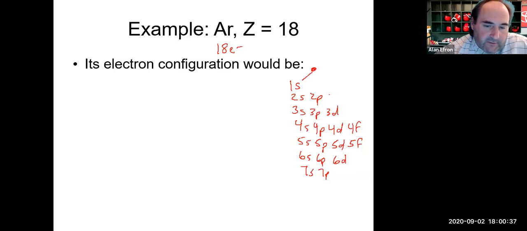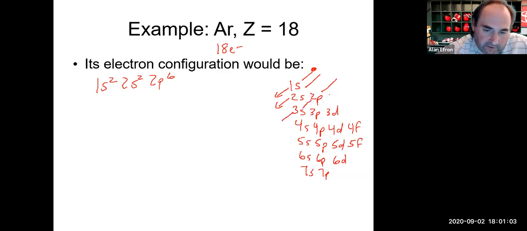Coming this way, we would need 1s2. Zigzagging back this way would give us 2s2. Coming this way, we will take 2p6. If you count the top, we have 2, 4, and 6, which is 10 electrons. So we still have 8 more to go. So we will continue past here.